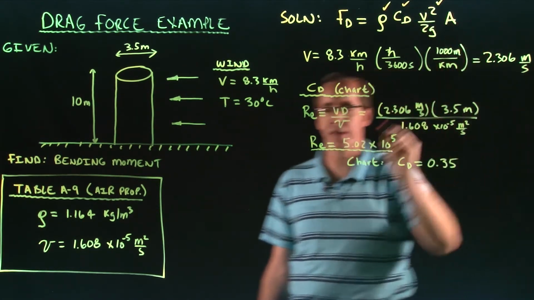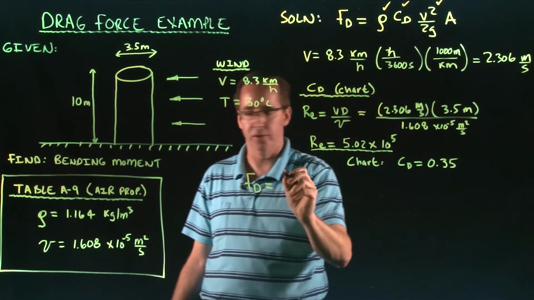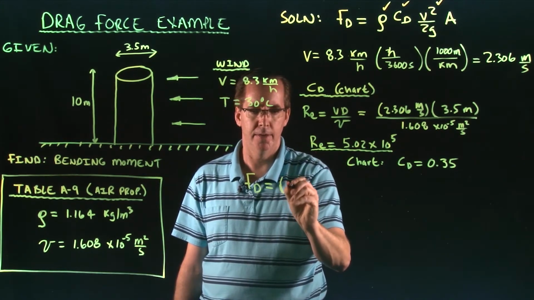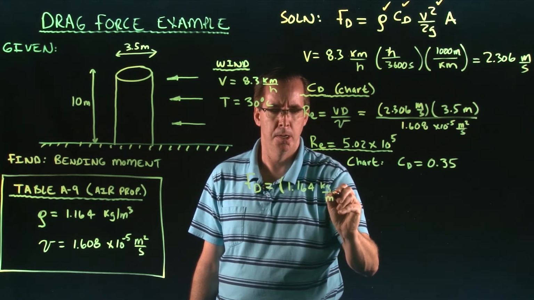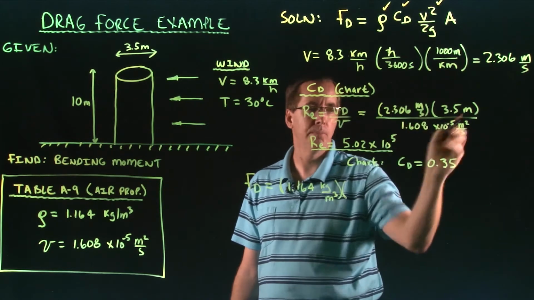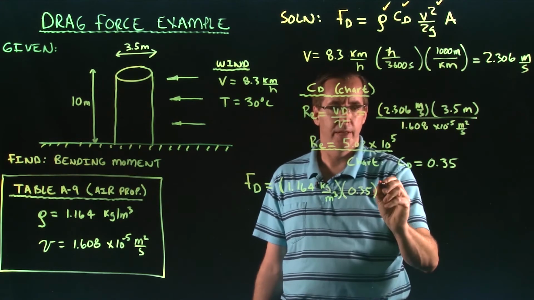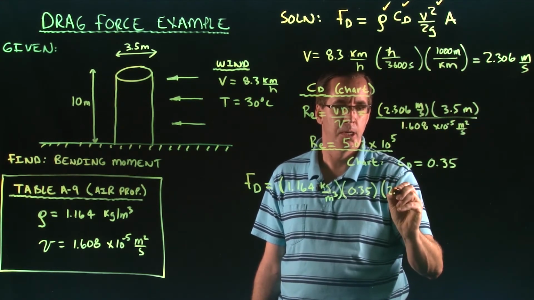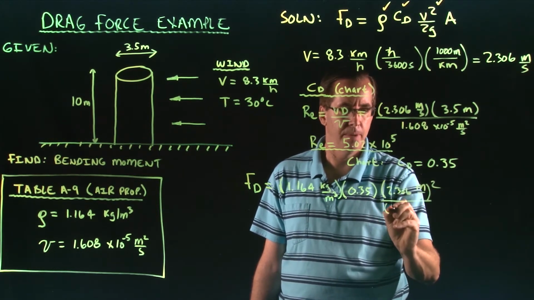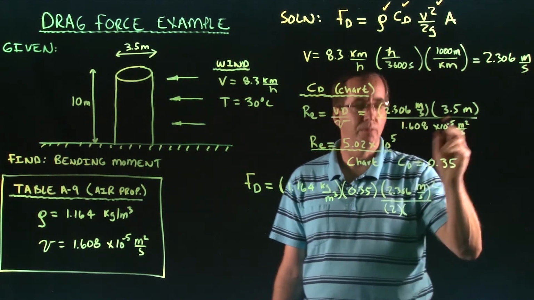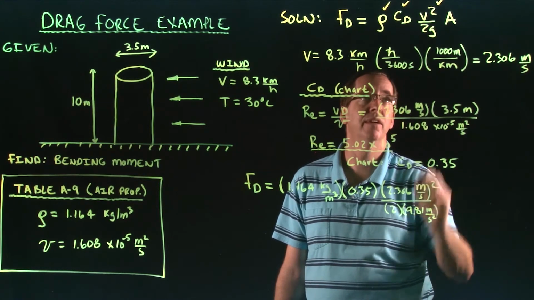Now the area I'll get to in just a second. So let's go ahead and calculate this drag force, and we'll just plug and chug here. So we know the density is 1.164. Okay, my coefficient of drag is 0.35. I know my velocity term here is 2.306 meters per second. We'll square that, divide by 2, multiply it again. We're in SI, so that's 9.81 meters per second squared, right? So we're good with this term.